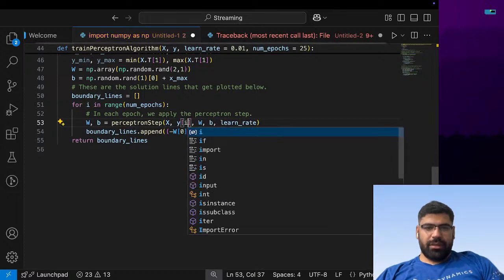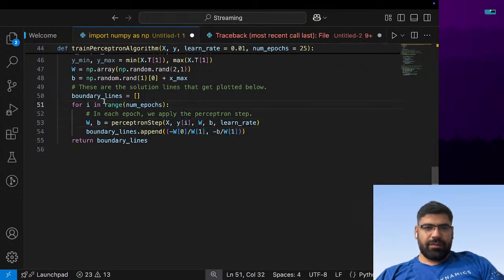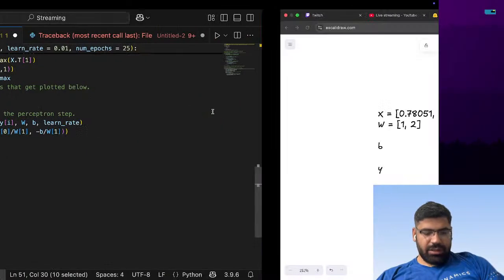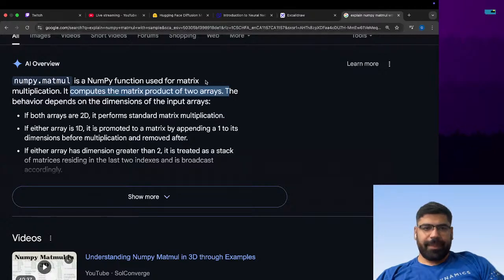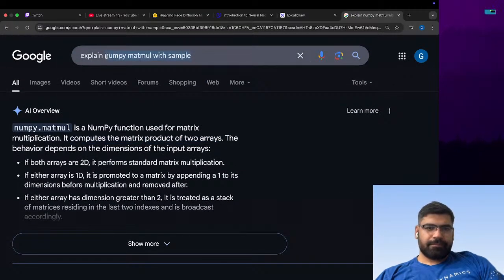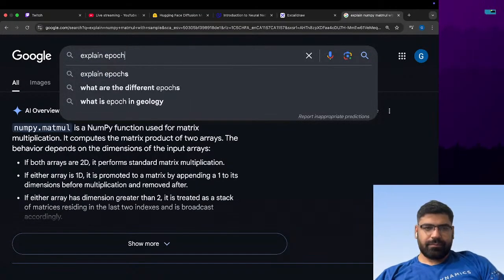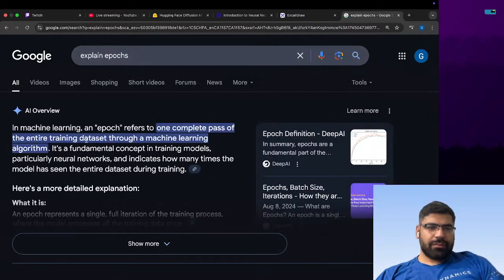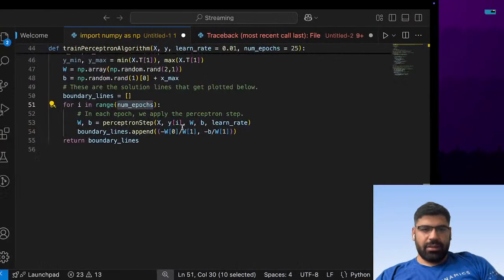I would like Y of I, something like this, for every range and number of epochs. What's an epoch? Any idea? An epoch is one complete pass of the entire training data set through the machine learning algorithm. Okay.